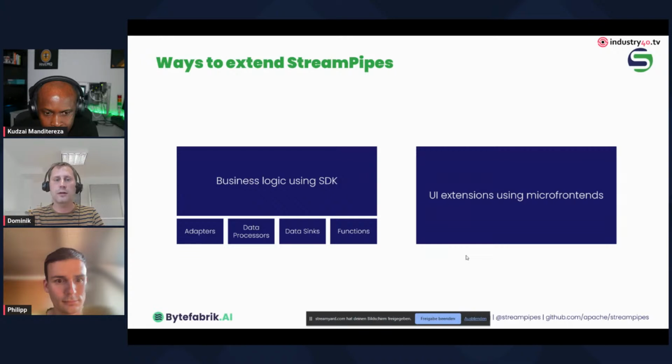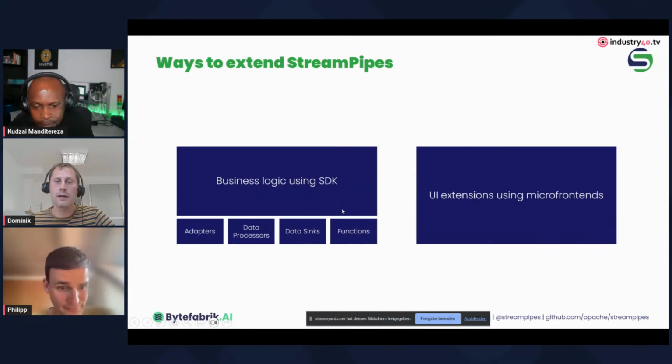And the same also applies to data processors and data sinks. So these pipeline elements that you've seen, in case there's some proprietary algorithm for a specific machine that you would like to develop, then the SDK can be used to also extend Streampipes with more functionality. And what we've seen in the last demo is the concept of functions.